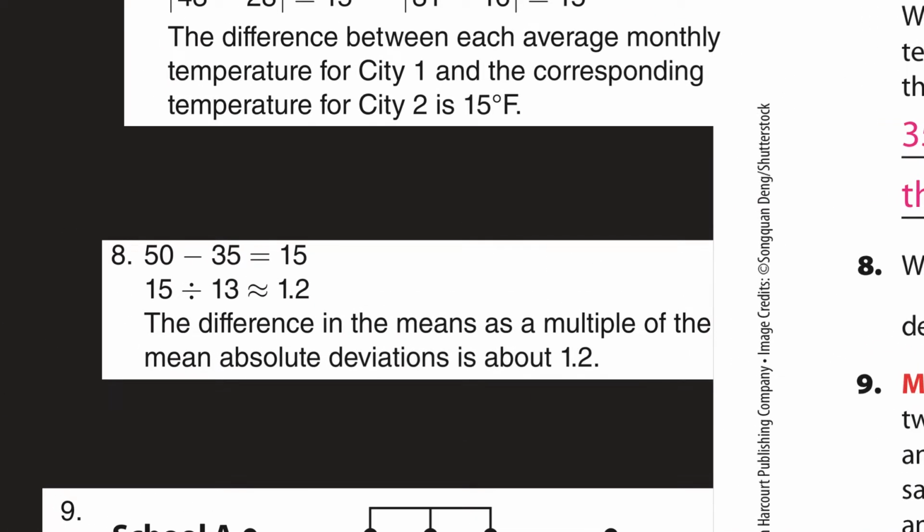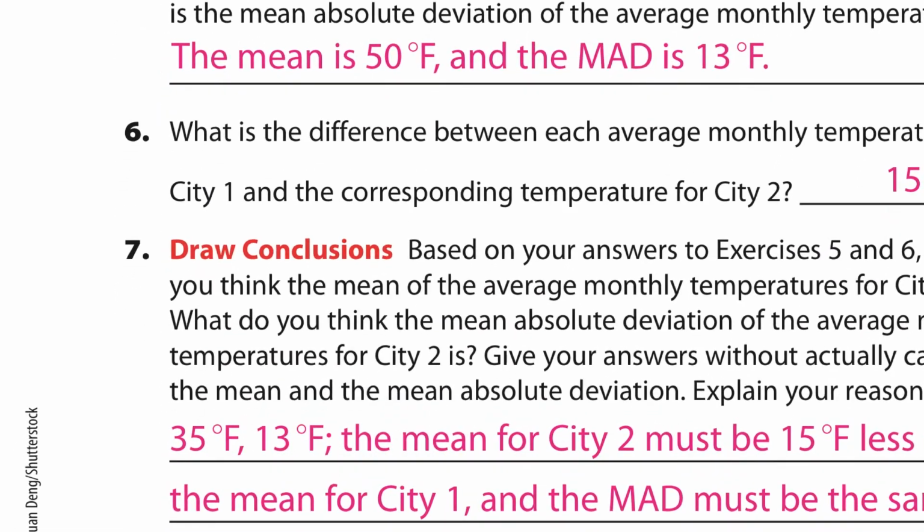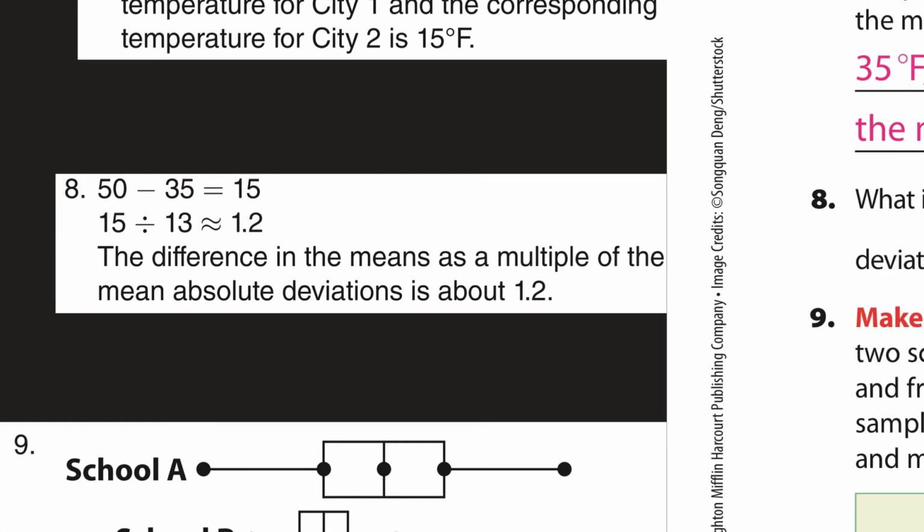So going back to what we had, the two means were 50 and 35. Those were the two means. So going back over here, the means were 50 and 35. That difference is 15. Of course it is.